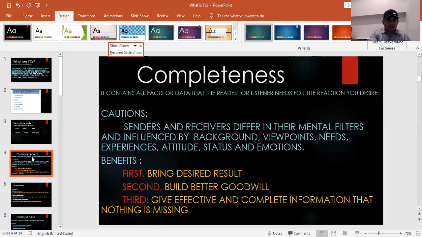So it is very necessary in business. It is very necessary when the writer wants to give information to the receiver. So he or she must follow all these rules.